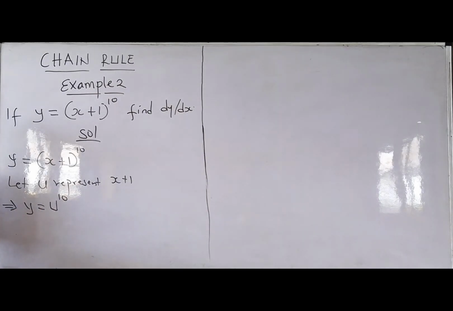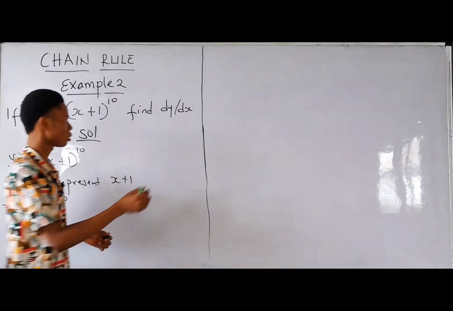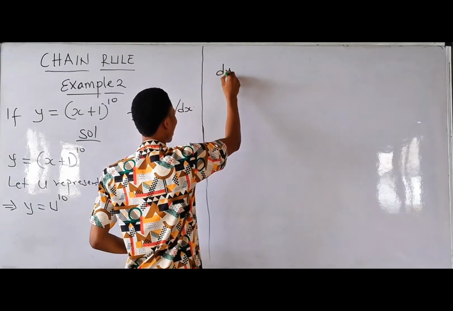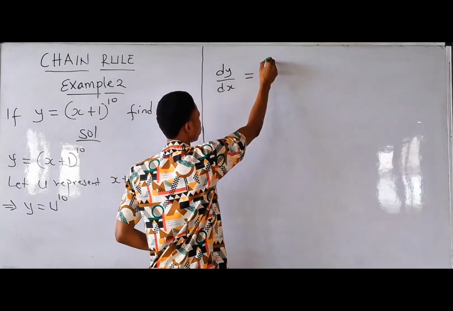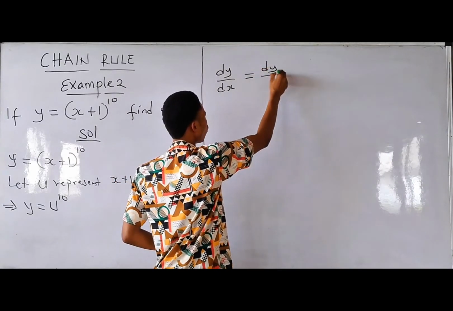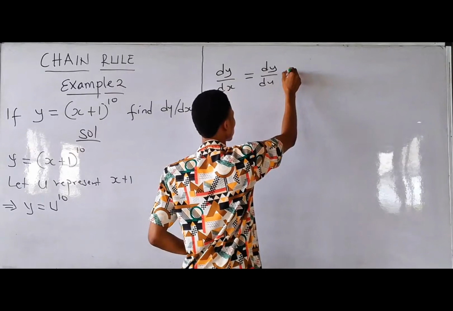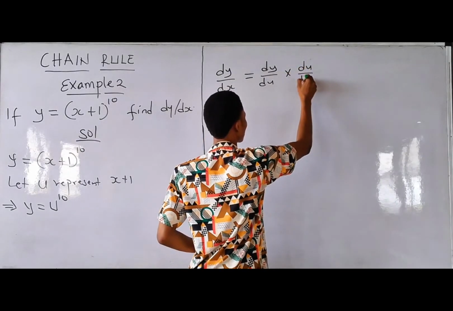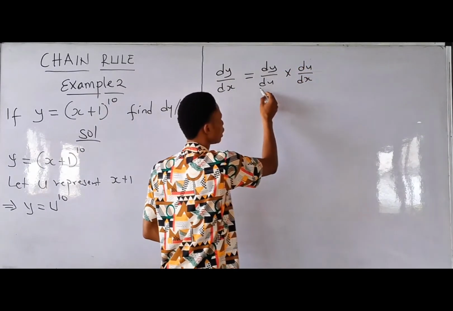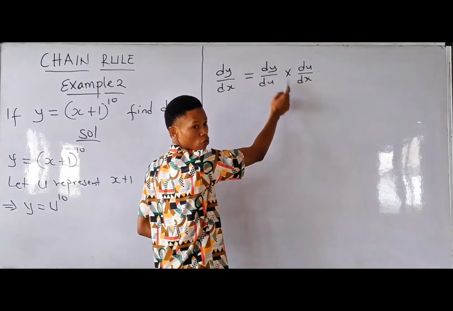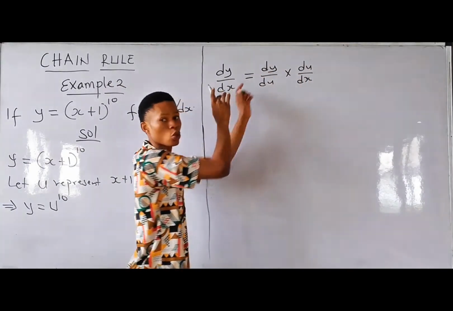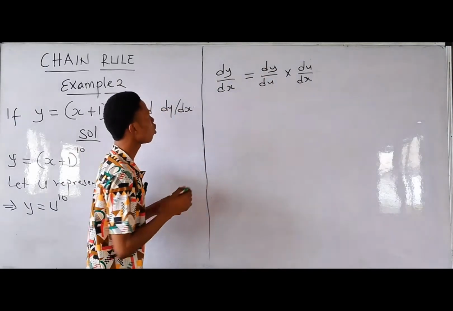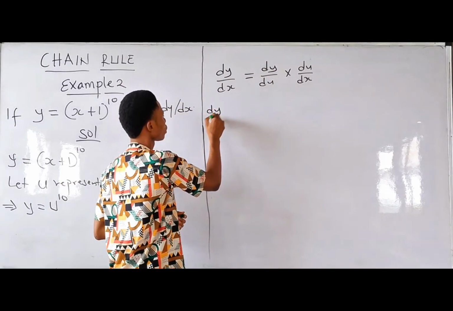Now that we've gotten this, remember our formula? dy over dx, which we are asked to find, is equal to dy over du times du over dx. Have you noticed that if the du cancels this du, you will still be left with dy over dx? The du can cancel the du. So this is equal to this, actually. Now, let's find dy over du.